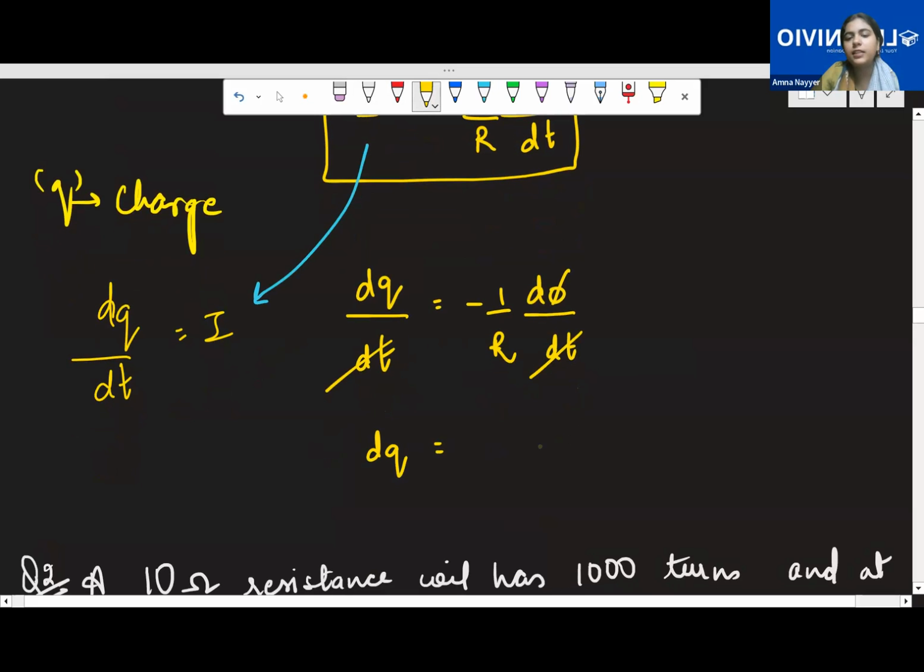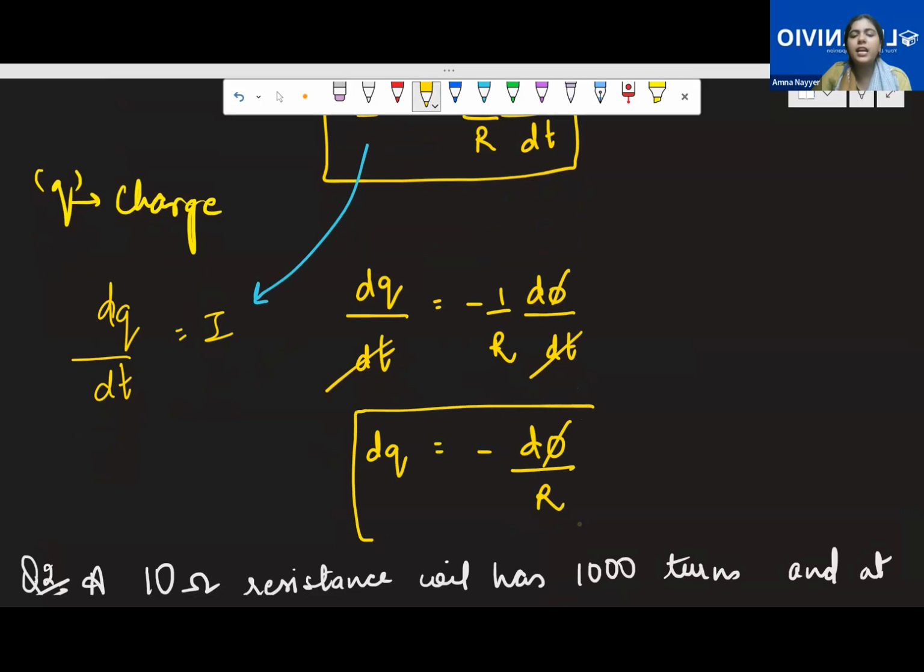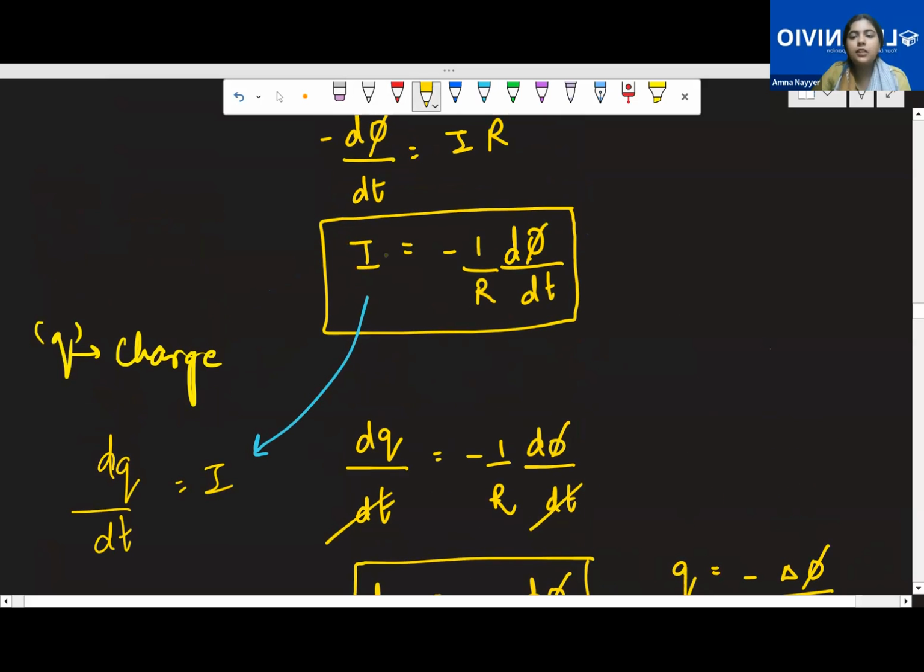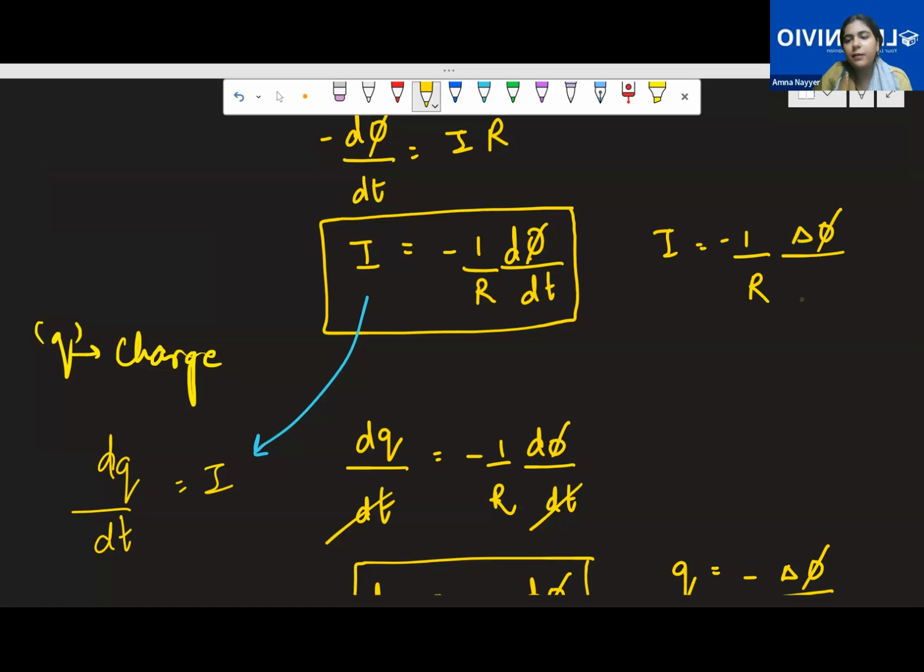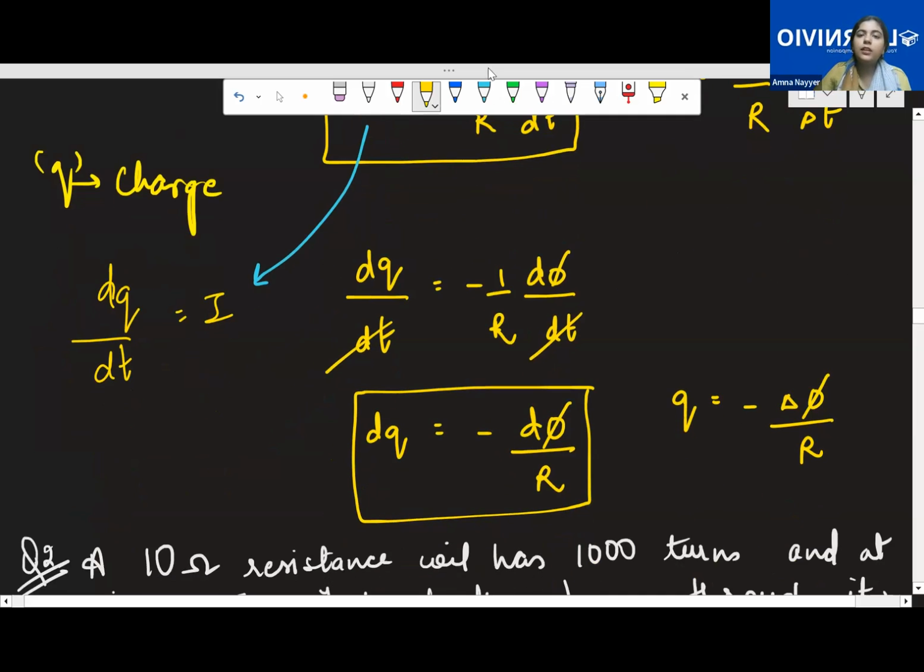You say this is minus change in flux by the resistance. Yes, when I write d phi, it's not necessarily d phi only. This means whatever is the change in the charge can be written as change in flux divided by the resistance also. Similarly, for current also you can say 1 by R times minus delta phi by delta t as well, because that depends upon what's given to you. So these are various formulas that you can use.